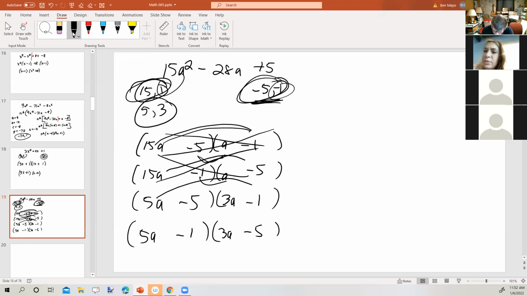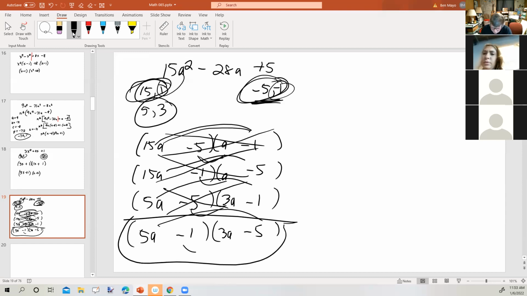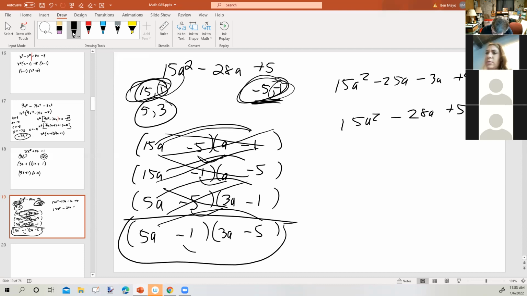5a times negative 1 is negative 5a. Minus 5 times 3a is minus 15a. Minus 5a plus minus 15a is minus 20a. That one's not correct. Some of you might think I deliberately made the last one the correct answer. I didn't deliberately do anything. I just wrote them all down. This is negative 25a minus 3a. Bingo, there's the correct answer. When I FOIL it back together, I get 15a squared minus 25a minus 3a plus 5, which is 15a squared minus 28a plus 5.